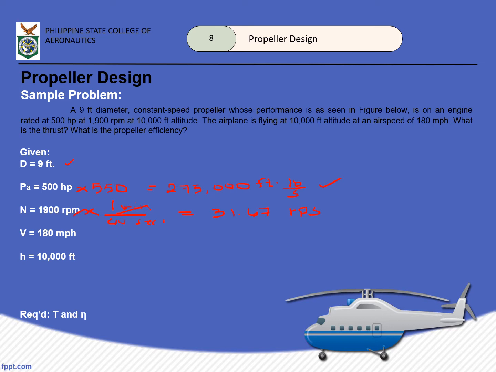You also need the velocity to be in feet per second. To do that, multiply it by 22/15. You should know that by now. So you would be getting 264 feet per second. So, check.